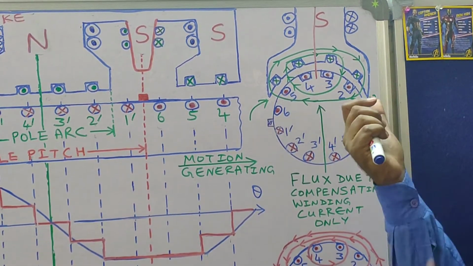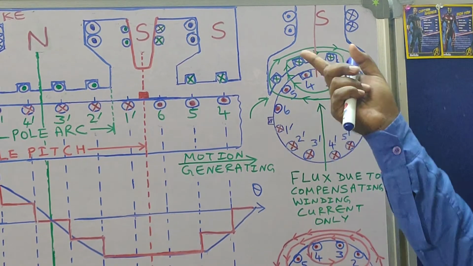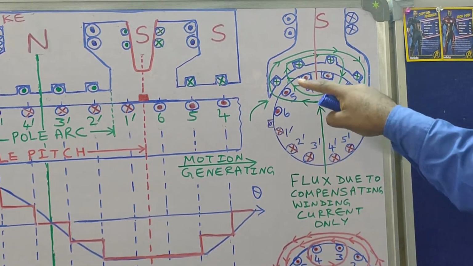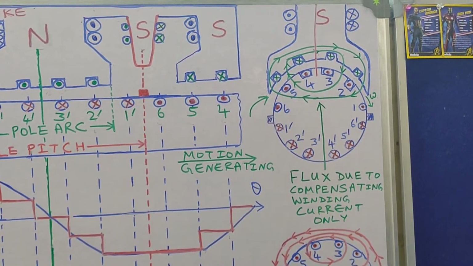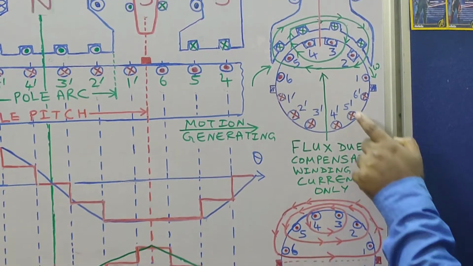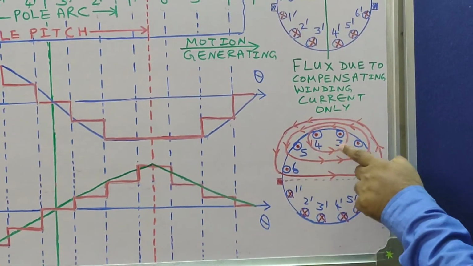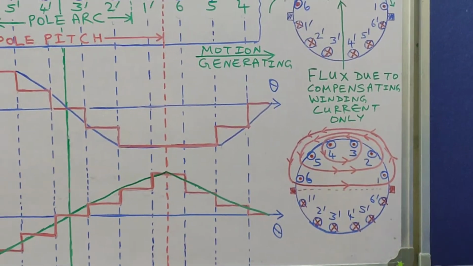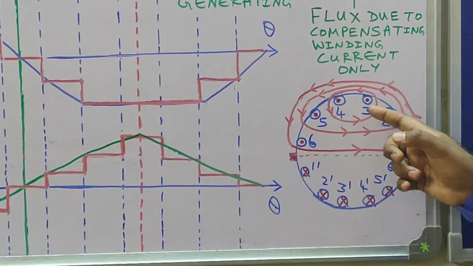So these things have to be carried out with your right hand so as to arrive at the correct direction of magnetic lines of flux, like this one. It is written here also, flux due to compensating winding current only, this green one. Now what about this red one? This red one is also indicating the magnetic lines of flux due to armature current only.